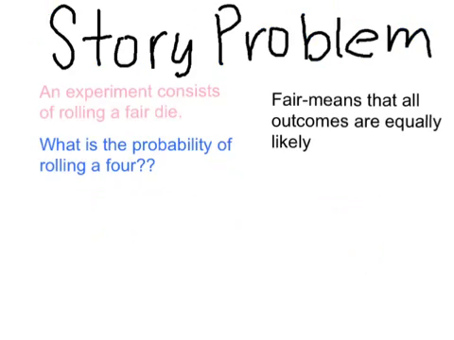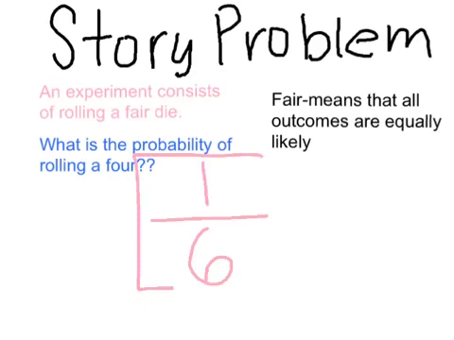Now we will give you an example of theoretical probability. An experiment consists of rolling a fair die. Fair means that all outcomes are equally likely. What is the probability of rolling a 4? Well, a die has 6 outcomes, 1, 2, 3, 4, 5, and 6. So your total, which is the denominator, is 6. Rolling a 4 is one of the 6 outcomes, so 1 will be your numerator. Your final fraction is 1/6.